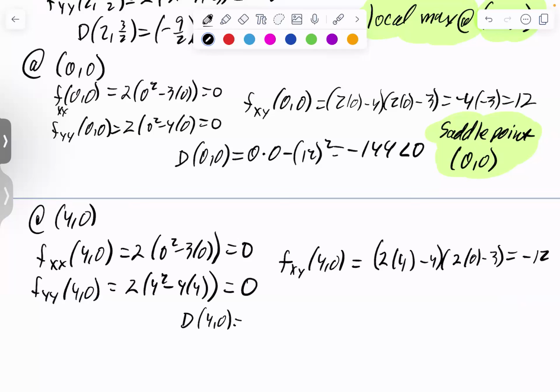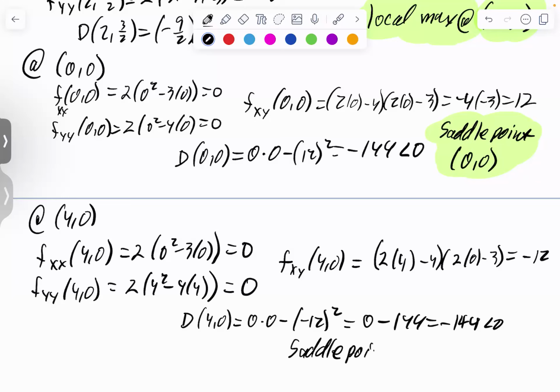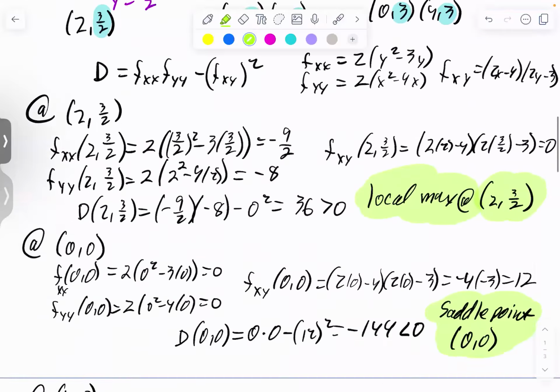at 4, 0 is 0 times 0 minus negative 12 squared. Now be careful. We don't have a minus minus situation like you might think. This actually becomes 0 minus 144, which is negative 144, which is less than 0, which means we have a saddle point again at the point 4, 0. So this one isn't particularly difficult, it's just really long. We have 2 more points to explore.